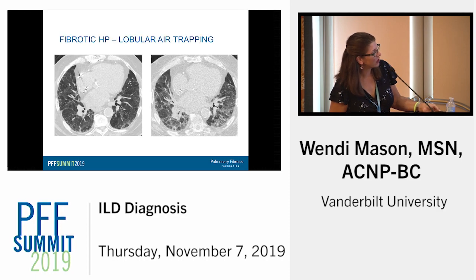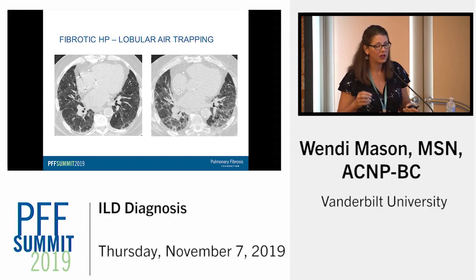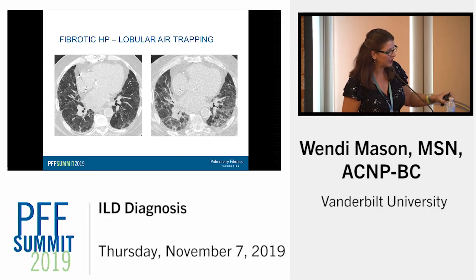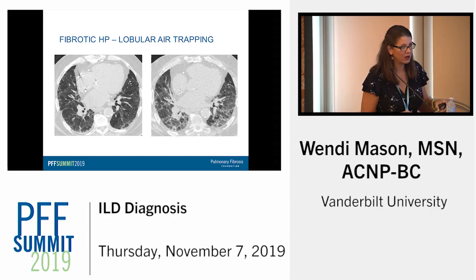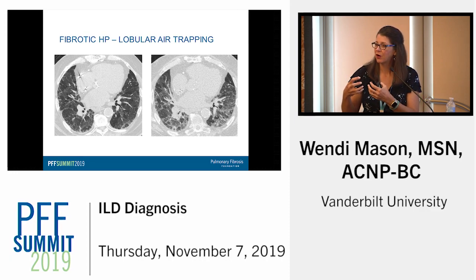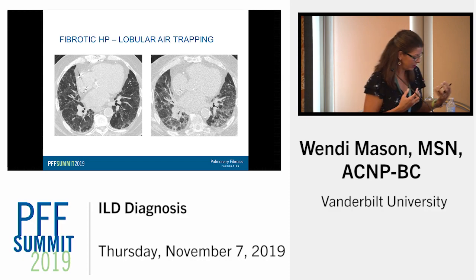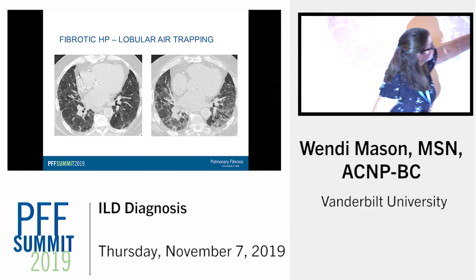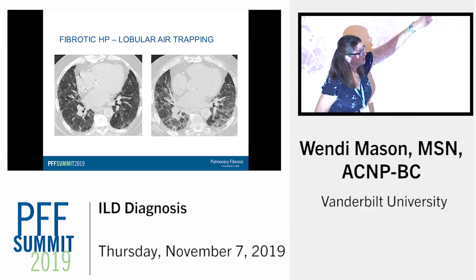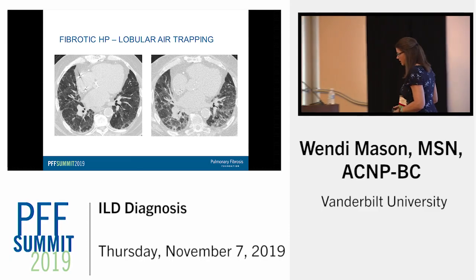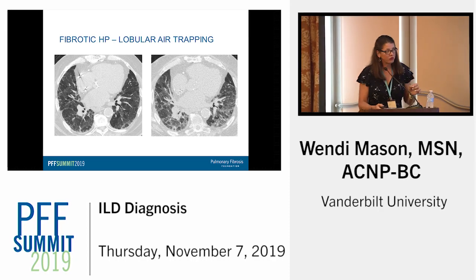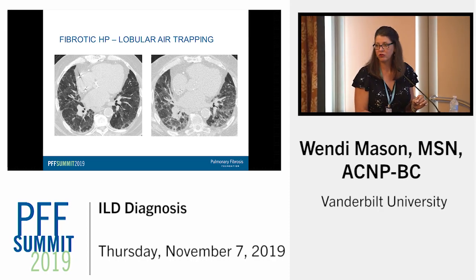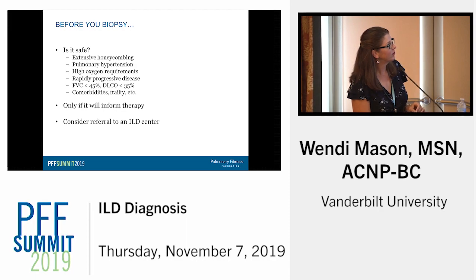So here's another shot of fibrotic HP, and you can see air trapping. So air trapping, if you look into the meat of the lung, that's that mosaic pattern where you have lighter patches and darker patches. Dark is air. Dark is a good thing, but you can see all these lighter patches and darker patches. That's called air trapping or mosaicism. So those are clues as well to help point you to one direction or the other.